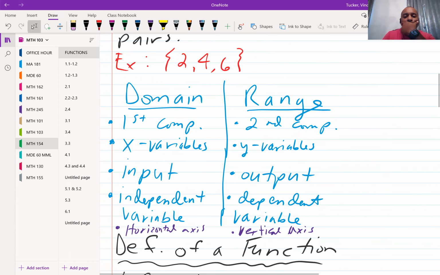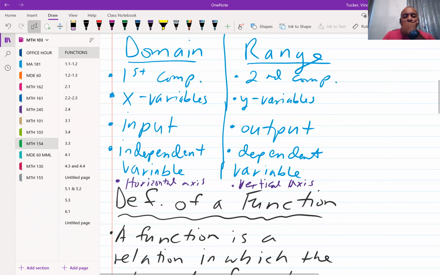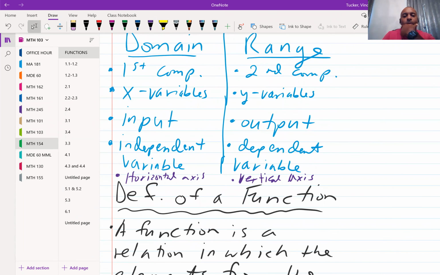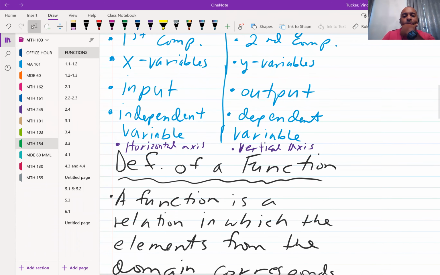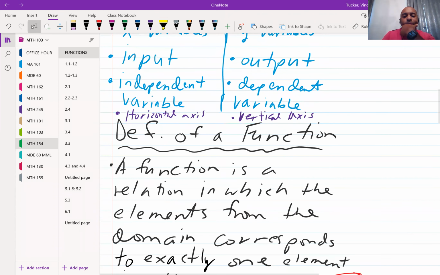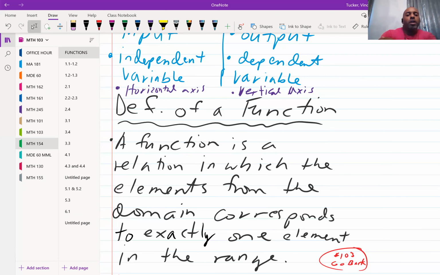All right, let's scroll up. Write down the blue. All right, so the definition of a function. A function is a relation, in other words, a set of ordered pairs, in which the elements from the domain correspond to exactly one element in the range.